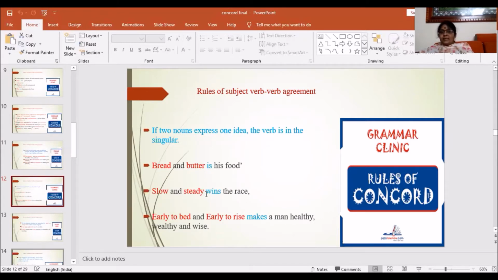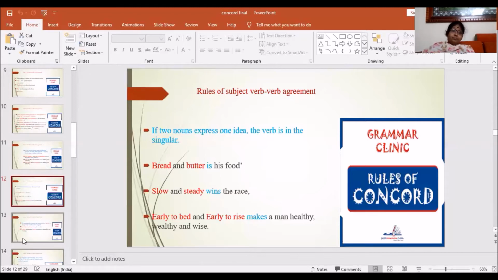Similarly, slow and steady wins the race, right? Slow and steady is one idea of the race. Early to bed and early to rise makes a man healthy, wealthy, and wise. Now, this is also expressing one idea, right? So, what we learn: if two nouns express one idea, like slow and steady, early to bed and early to rise, and bread and butter, the verb is in the singular, right?